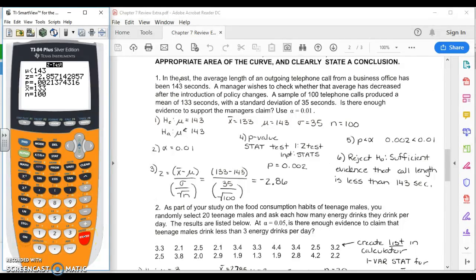And when we click calculate, it's going to give us a couple of different things. First and foremost, we're going to take away the z-score, which in this example we would say is negative 2.86, as you can see down here. And then the other main factor is your p-value, which you then use to make your conclusion. So in this example, our p-value would be 0.002.